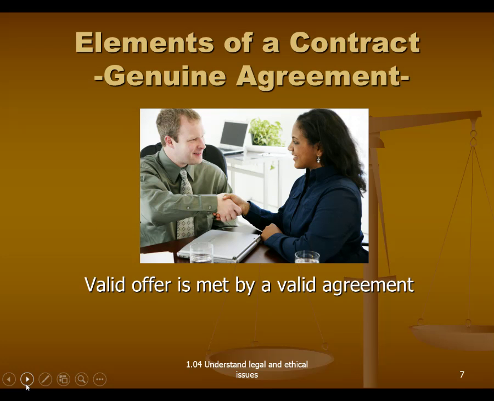Elements of a genuine agreement: that's a valid offer that is met by a valid agreement. An example of that may be if you're going to go to work somewhere. Here's an example of things that happen in healthcare or in the business world. Sometimes when you go to work somewhere, you actually have to sign a contract. But you can have a verbal contract with someone.